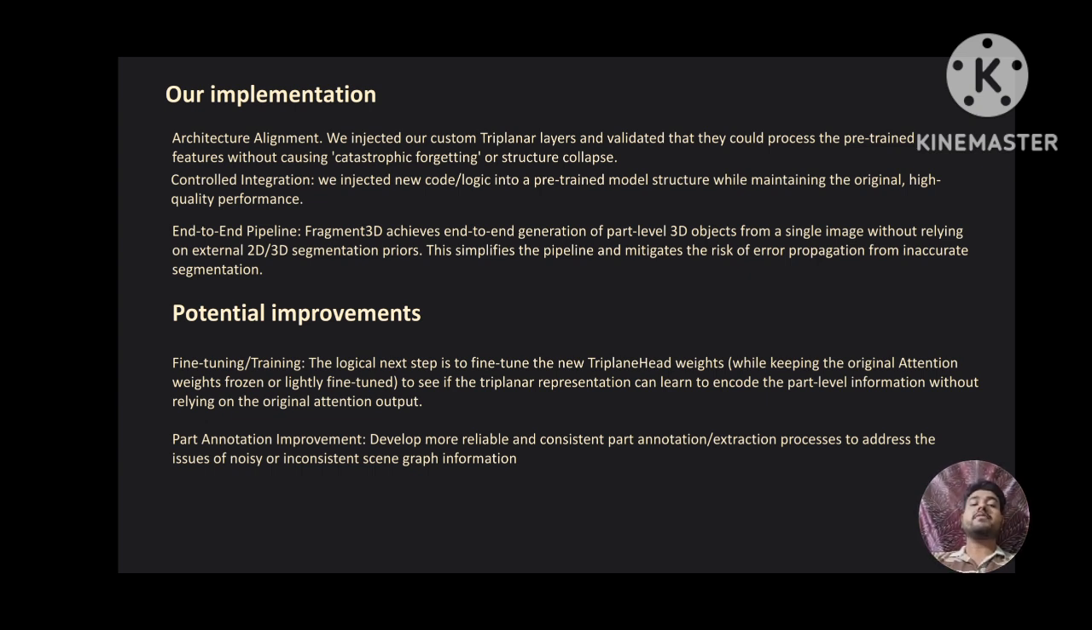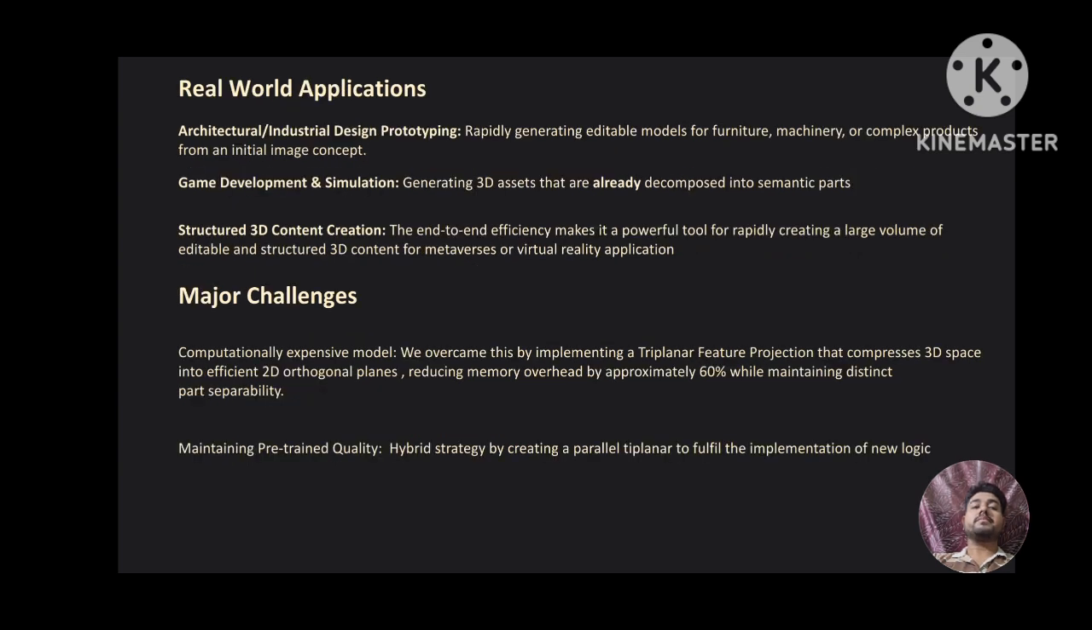The potential improvements of this project include fine-tuning and training. The logical next step is to fine-tune the new triple head weights while keeping the original attention weights frozen or lightly fine-tuned to see if the triplanar representation can learn to encode the part level information without relying on original attention output. And we can also improve on developing more reliable and consistent part annotation and extraction processes to address the issues of noisy or inconsistent graph information.